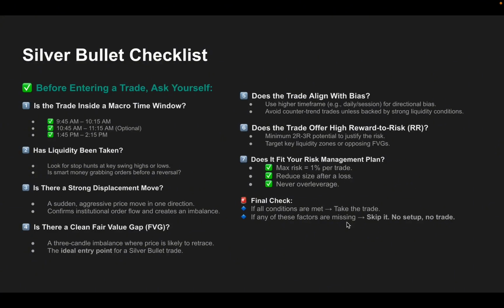So anyways, next slide. This is the silver bullet checklist. Before you enter a trade, you must have all of these checked within the checklist. First of all, is the trade inside of a macro time window? Is it in the 9:45 macro? Is it in the 10:45 macro? Is it in the 1:45 macro?